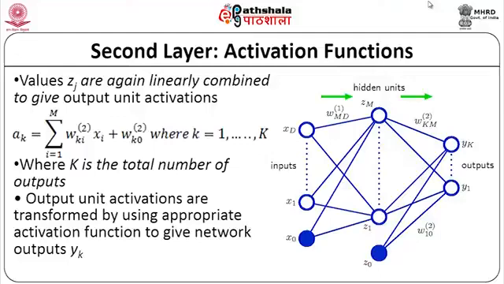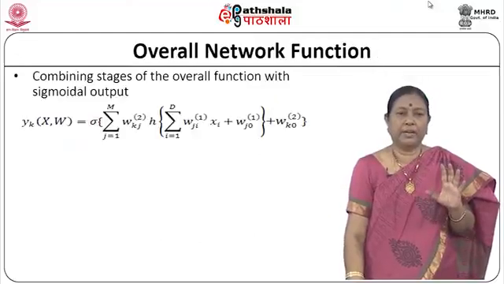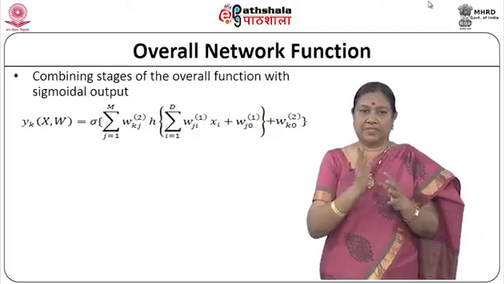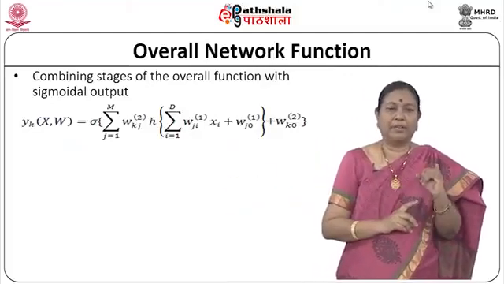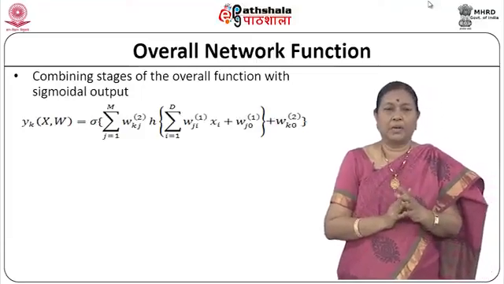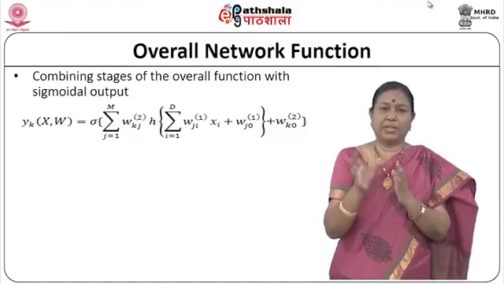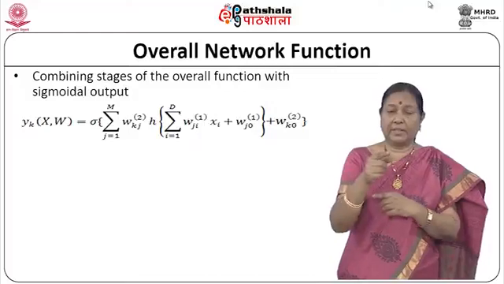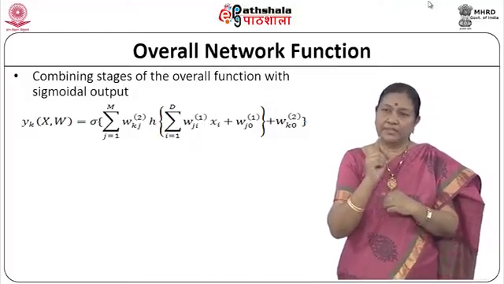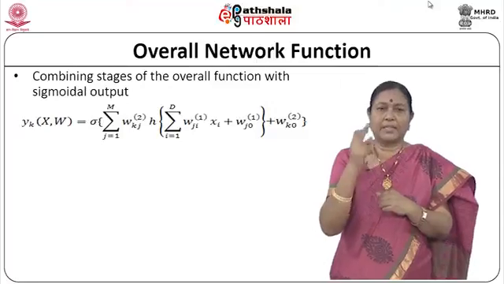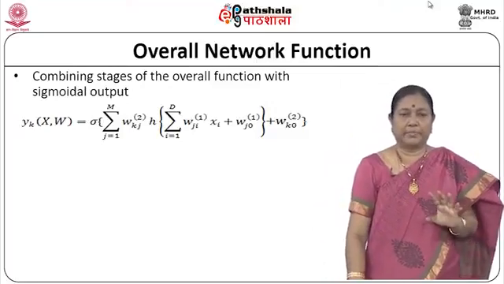So, you started with x1 to xd, then you used m combinations. The hidden layer had m outputs, m as the number of nodes, and then the output will be k in this particular example. So, the overall network function will combine all the layers, all the stages. So, you have y k of x comma w, that is the final output, is equal to a of the m combinations, which uses h into the d combinations plus the basis function of the first layer, or the hidden layer, and then the basis function of the second layer.